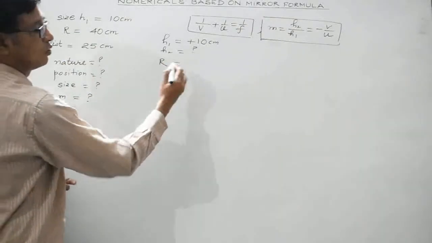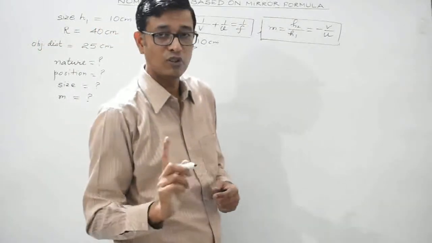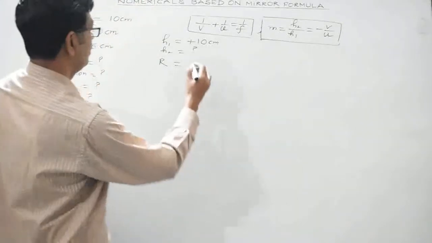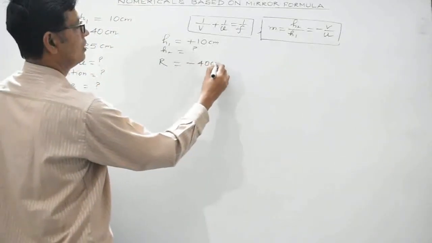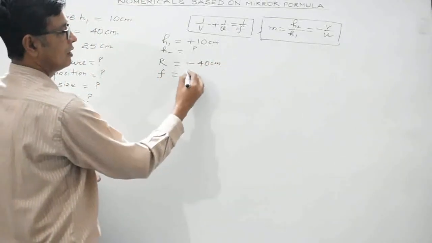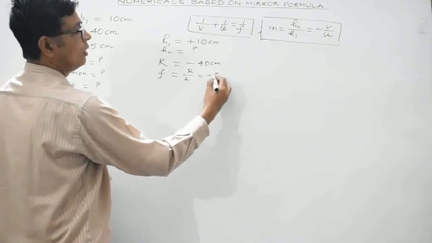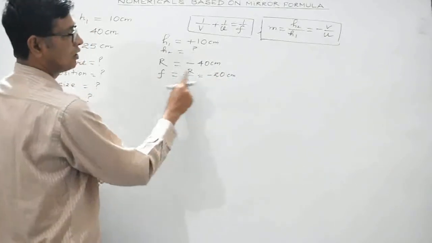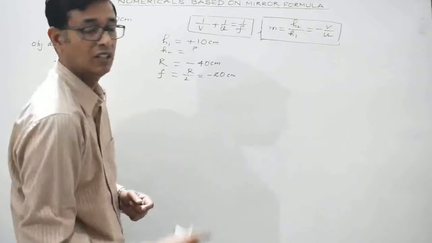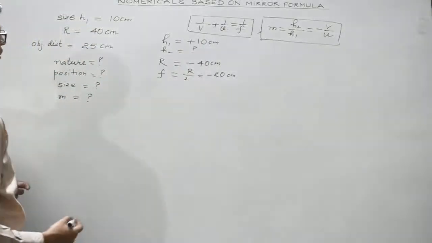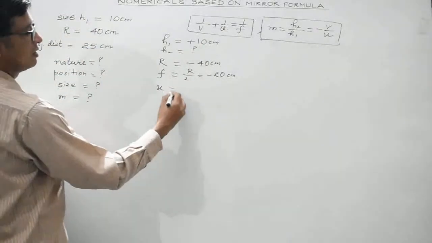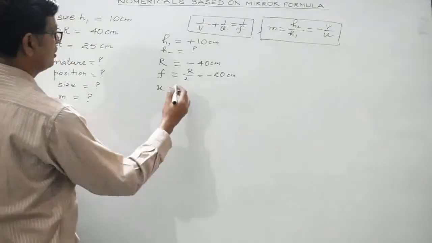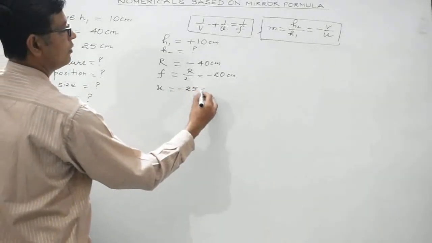R. Now look, radius of curvature for a concave mirror, I have told you, is always negative. So it is minus 40. Focal length is R by 2, so it will be equal to minus 20 centimeter. Focal length of a concave mirror is always negative. So the sign convention is very important. Okay. Object distance is always negative, so it is minus 25 centimeter.